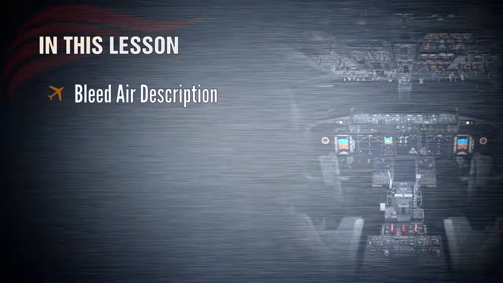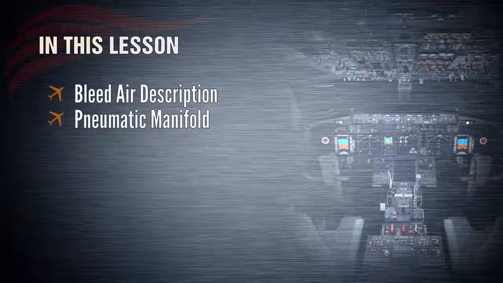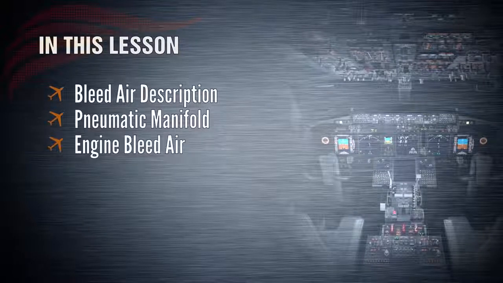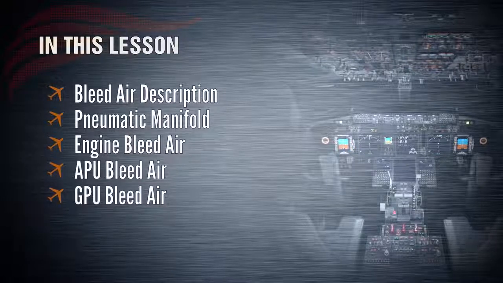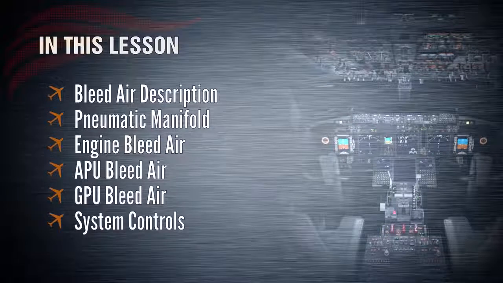This lesson will cover the following topics: bleed air description, application, and sources, pneumatic manifold, engine-supplied bleed air, APU-supplied bleed air, and ground air connection. Bleed air system controls and cockpit indications will be discussed progressively as we move along in this lesson.